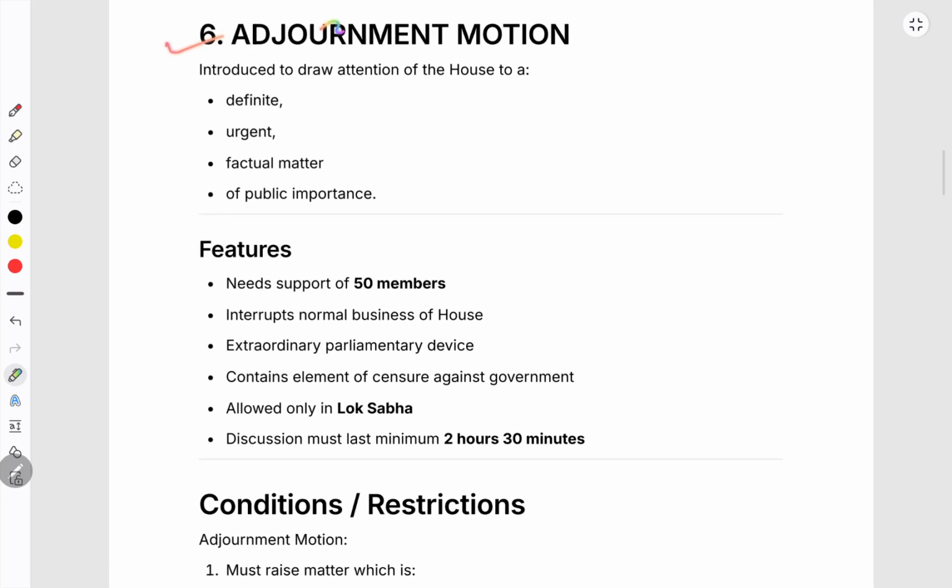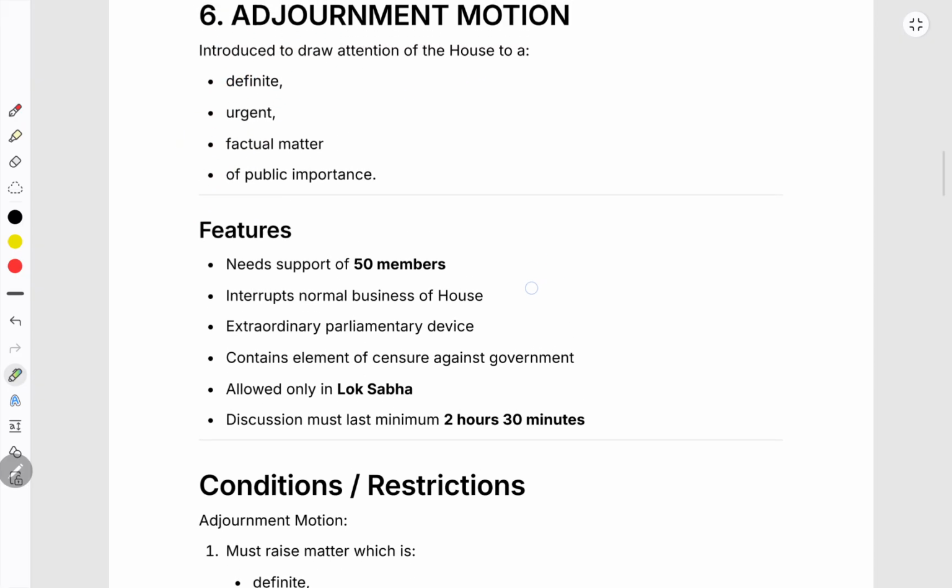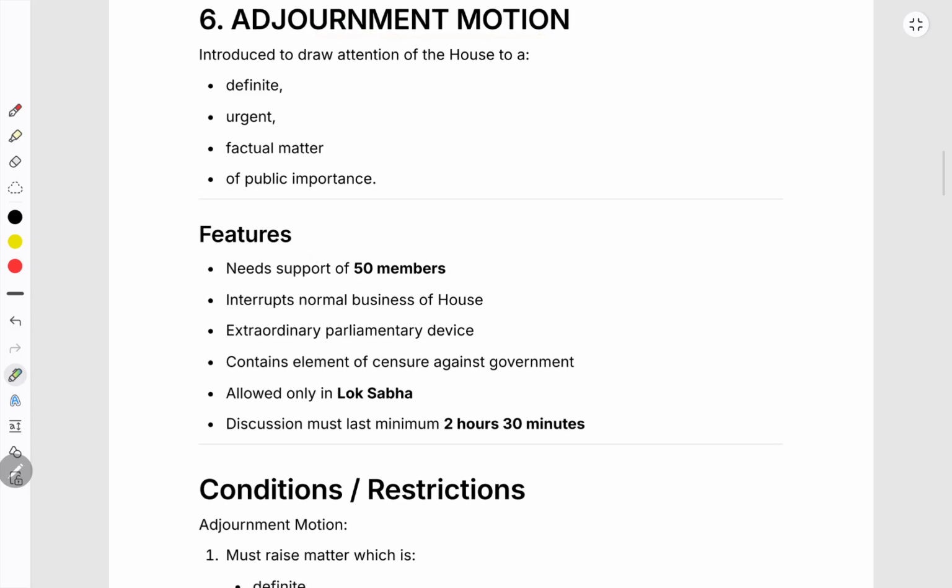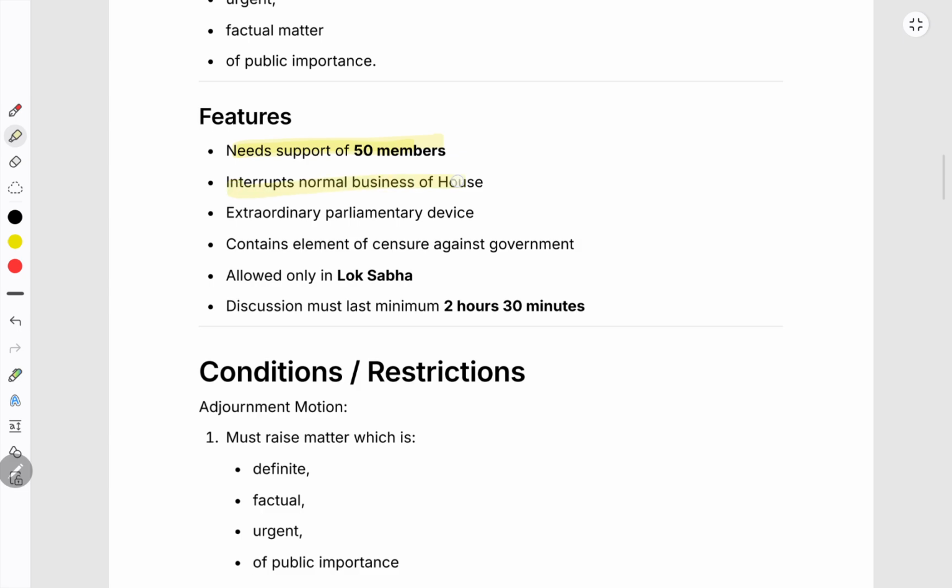Now the next is adjournment motion. Adjournment motion is introduced to draw the attention of the house to a definite, urgent, factual matter of public importance. Adjournment motion needs the support of 50 members. This interrupts the normal business of the house and is an extraordinary parliamentary device. This contains an element of censure against the government and is only allowed in Lok Sabha. The discussion for this must last a minimum of 2 hours 30 minutes.